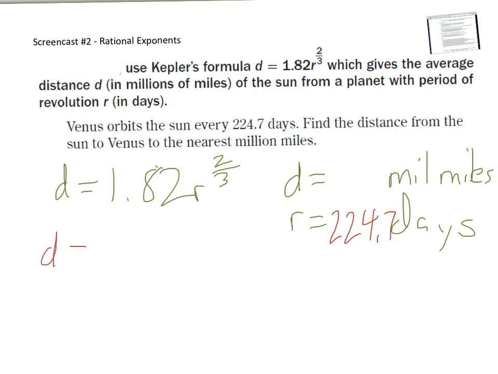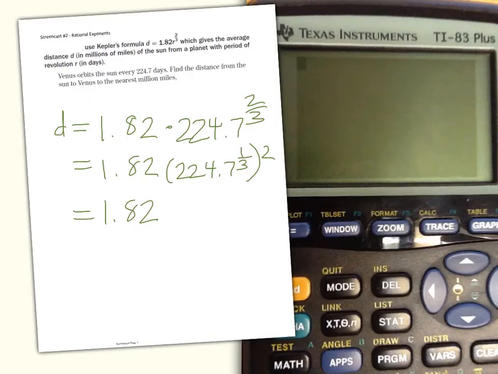So d is equal to 1.82 multiplied by 224.7 to the 2/3 power. So as you can see, we have replaced r with 224.7 to the 2/3 power. Now, the question is, how in the world do we handle something to the rational exponent of 2/3? Well, of course, we know order of operations says to tackle the exponent first. We have an exponent. It just happens to be an annoying rational number. No problem. We can handle it.